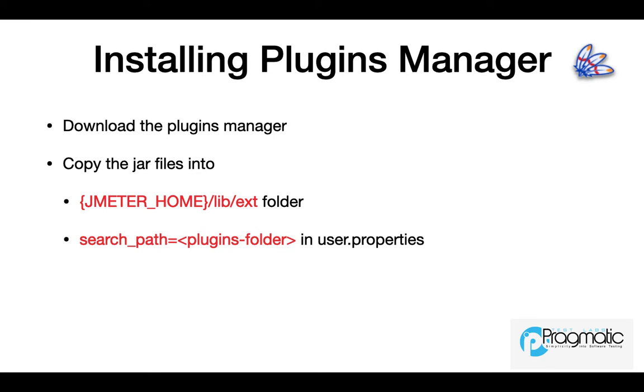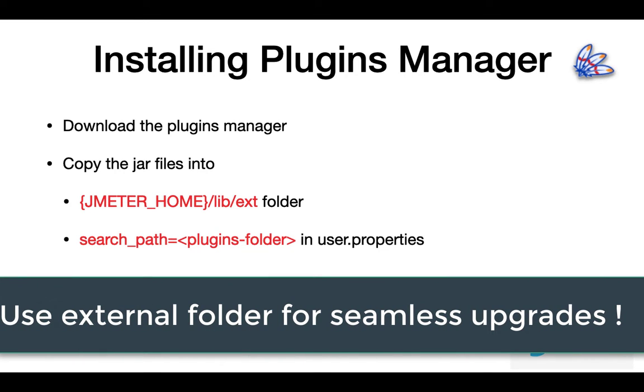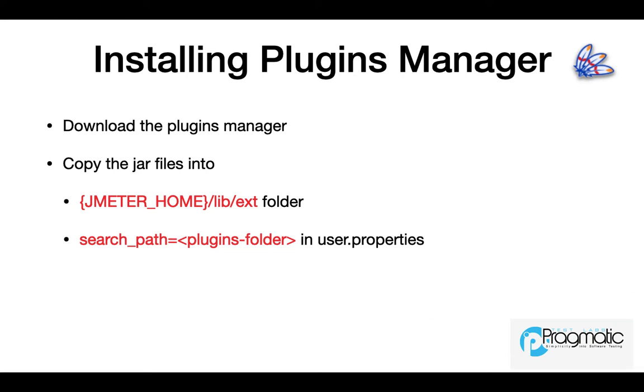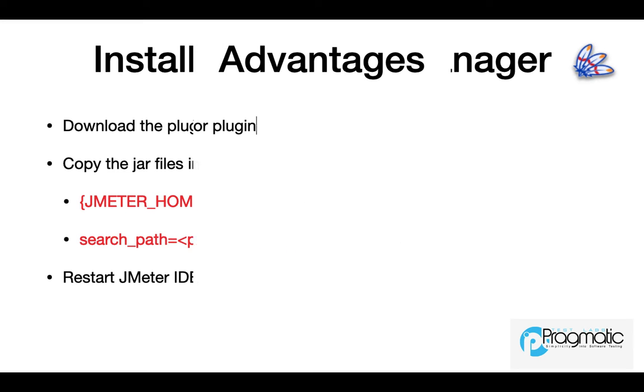or else you can set the search path in the user.properties file and place the plugin manager in an external folder. Also, you can place all your plugins in that location. Then you can use that in the new installation as well. When you upgrade JMeter, this folder path can be used. You can just copy the user.properties file from the previous installation into the new installation of JMeter. Then finally you restart JMeter to make it effective.